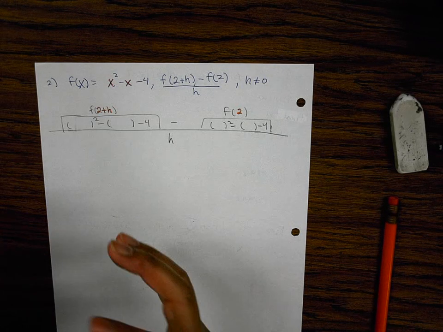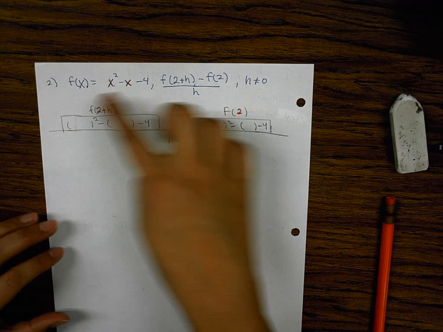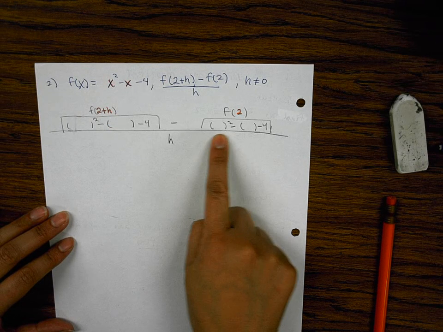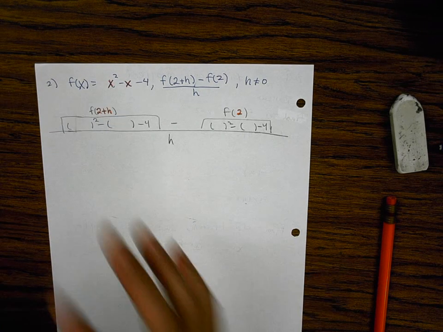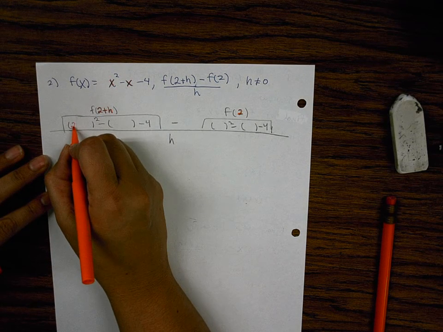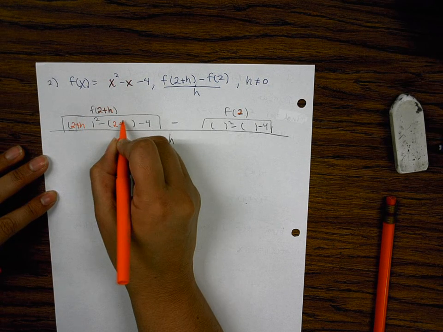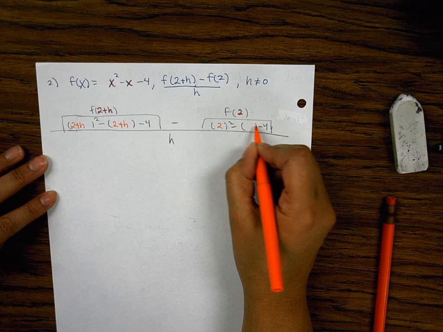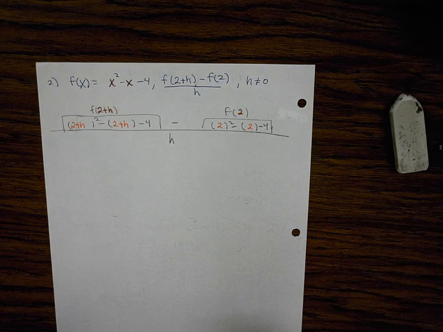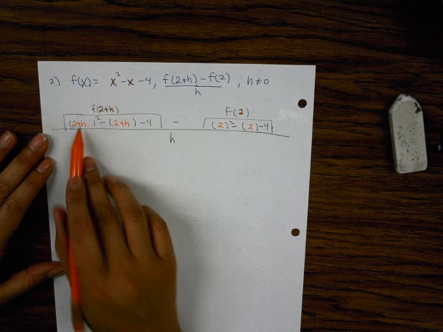So all I'm doing right here is just setting up what I call the skeleton of my function. X squared minus x minus 4, x squared minus x minus 4. I just took out the x's and put blanks. In this first one, I'm going to put the 2 plus h, and in this one over here, I'm putting in a 2. All right.